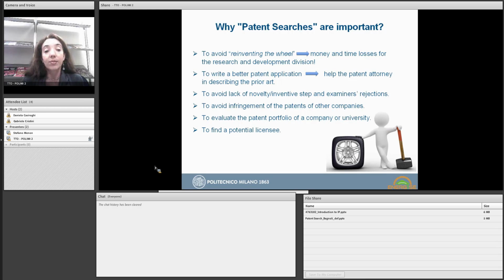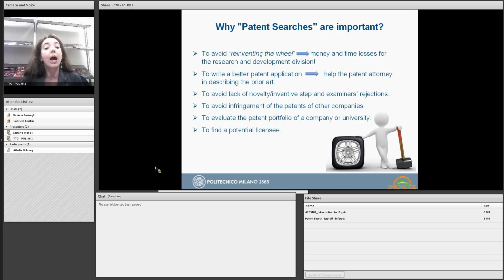I have to demonstrate, to prove that there is not a lack of novelty in my invention, so that the examiner who will analyze my patent application can approve it. So I have to prove the novelty, and I have to avoid the infringement of patents of other companies. We need to analyze the patent prior art.